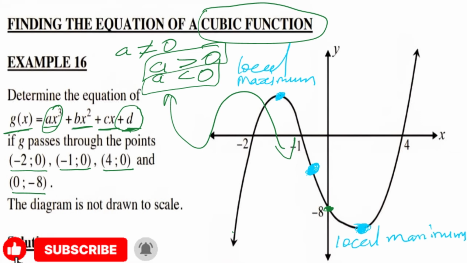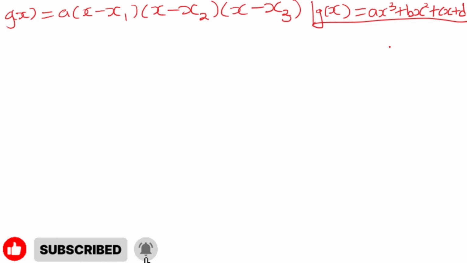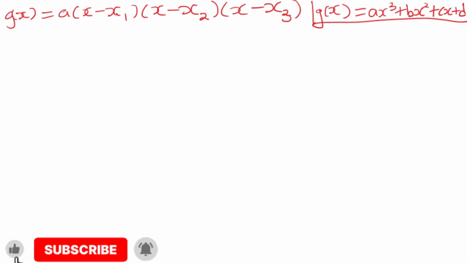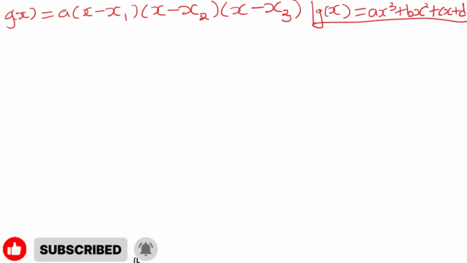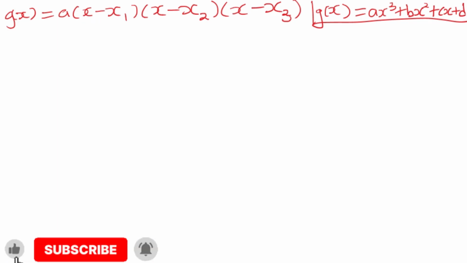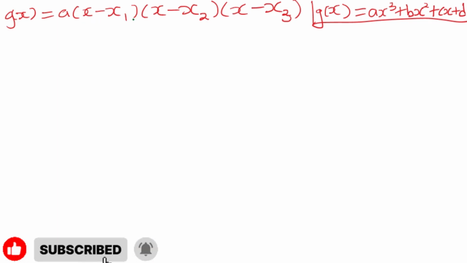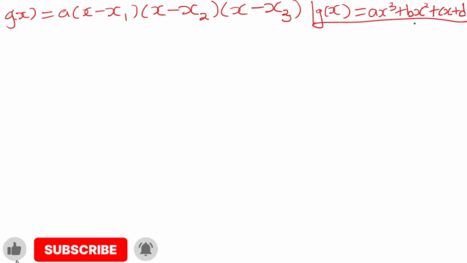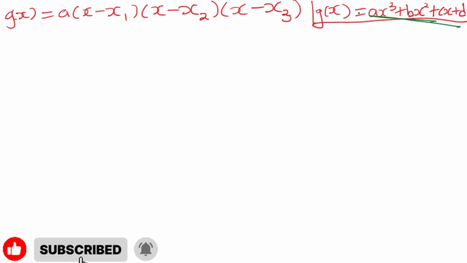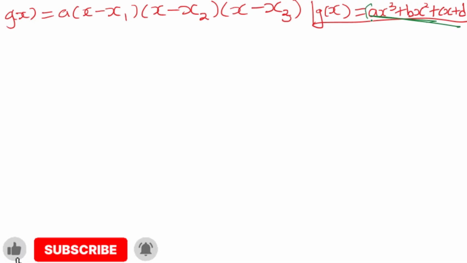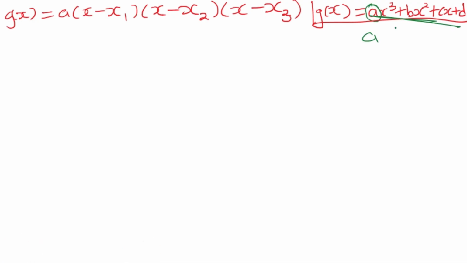So let's just go ahead and find the equation. This is the function that we have for g of x. If it was factorized, it was going to give us this g of x, the one that I have on the left hand side. Because it has not been factorized, we were given it like this. But all in all, what they want us to find is the value of a. We need to find a, b, c, and d. All right, so let's just go ahead and do that.